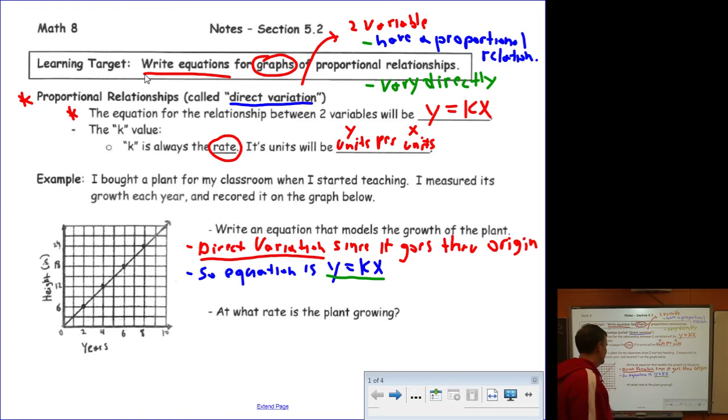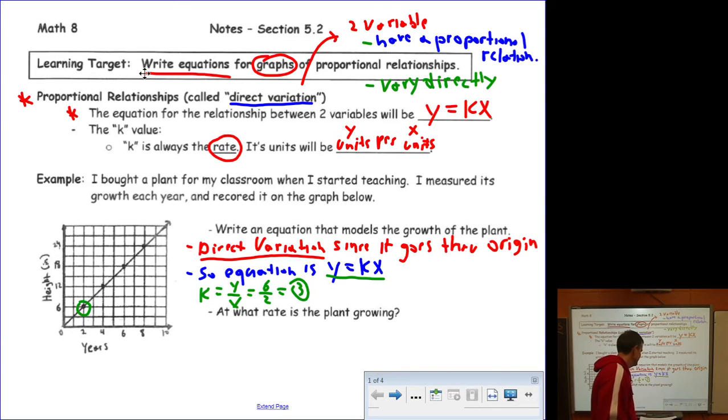So to write an equation, we need to find k. Right? And we know that k is equal to y over x. So we go over to our graph and we pick an ordered pair. Like I picked the ordered pair, x equals 2, y equals 6. And that means that the k value would equal 3. And once I know the k value, then I can write the equation. The equation would be y equals 3x. That would be the equation for this graph.